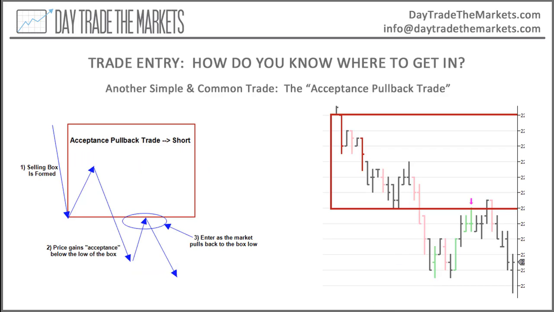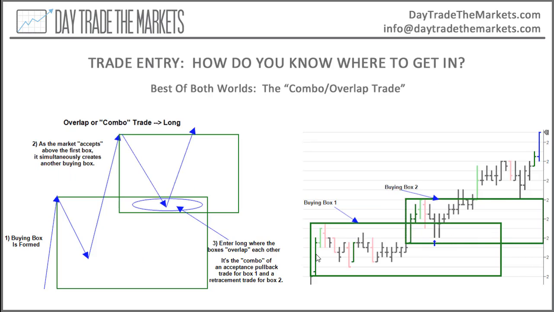Here's an example of this same idea, just on the short side where we have a selling box. We accept price below it. Therefore, what was once potentially support flips over and becomes resistance. We don't have to risk much. Our stop would be up in here. Not a lot of dollar risk at stake. Pretty high probability, pretty high reward possibility there on that acceptance pullback trade. So again, here's a selling box. We accept below it, pull back to the low of the box for the acceptance pullback trade, and then take it short like that. So the first one was the retracement trade. The second one was the acceptance pullback trade.